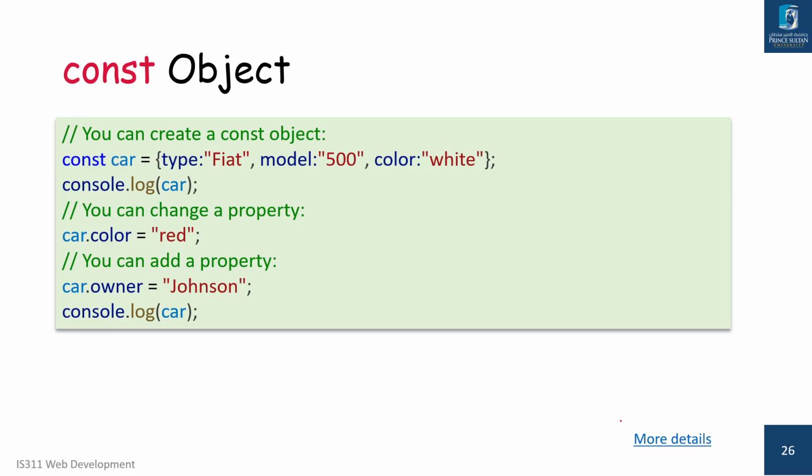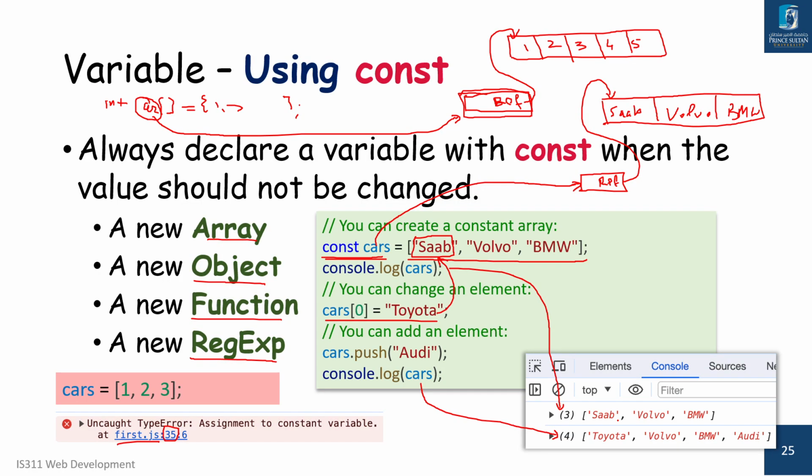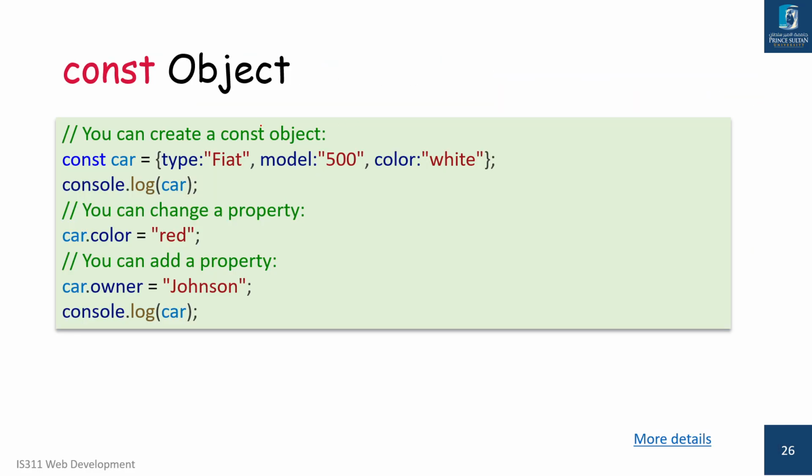For arrays, if we want to declare an array, we use the square brackets. But for objects we use curly brackets, and inside the curly brackets we can give a key value pair. We have a key, which represents the name of the variable, and then the actual value which exists in that variable.